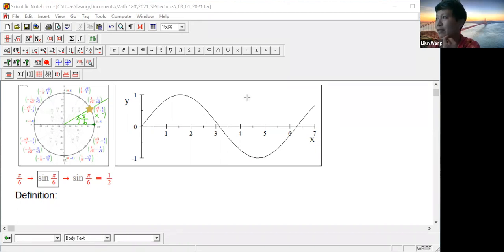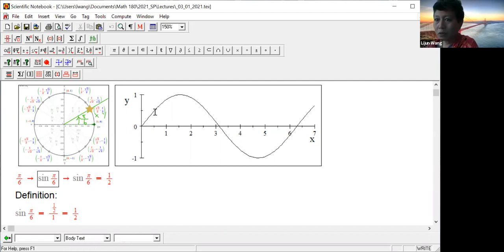So sine pi over six, by definition, you're going to take half, which is the y divided by 1. This was a 1, y over r. Do you see that? And the y is half for this point, and the r is 1 on the unit circle. Therefore, this equals half. That's how you get the half.